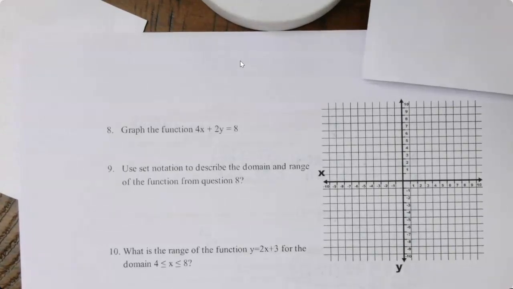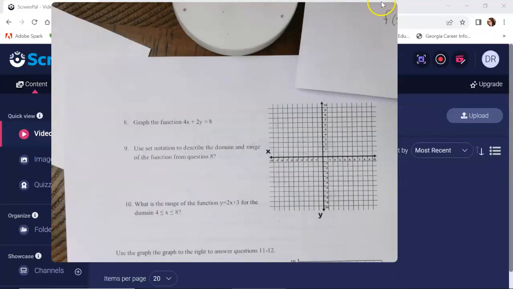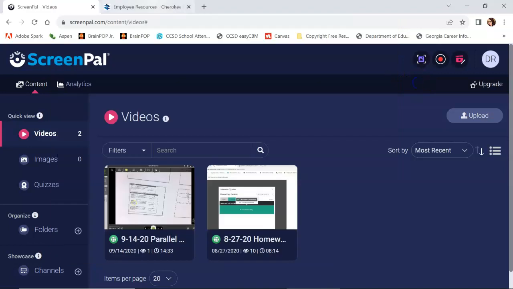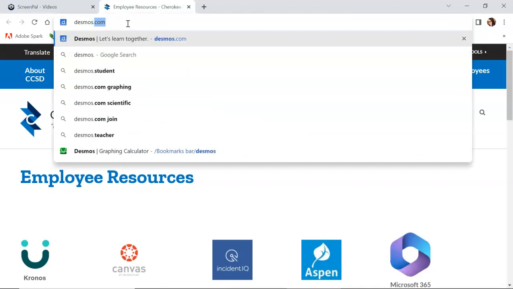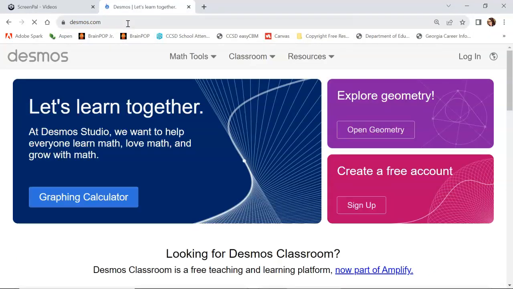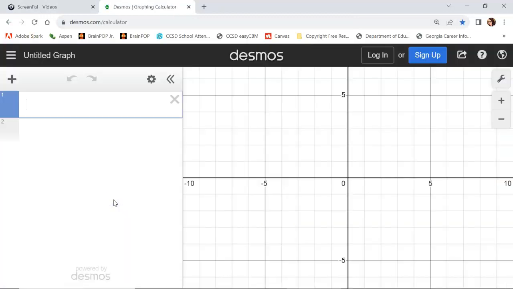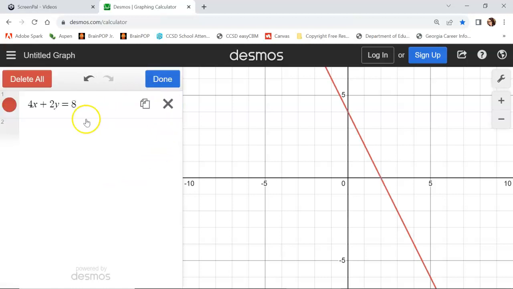When you're on the test, you will have access to Desmos. And I'm going to show you how to use Desmos right now. So let's go to Desmos. We're going to type in this function. We're going to type in 4x plus 2y equals 8. Now, if we go here, we can actually look at points on the graph.